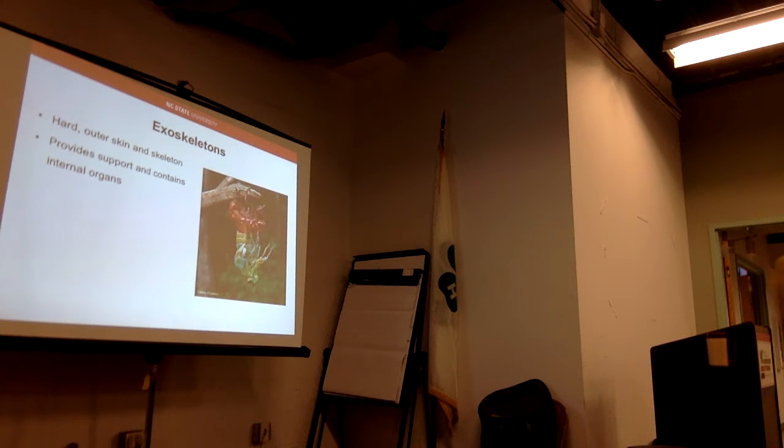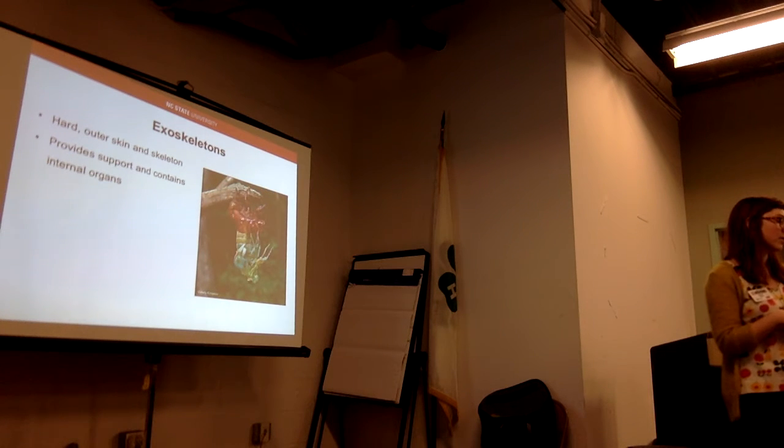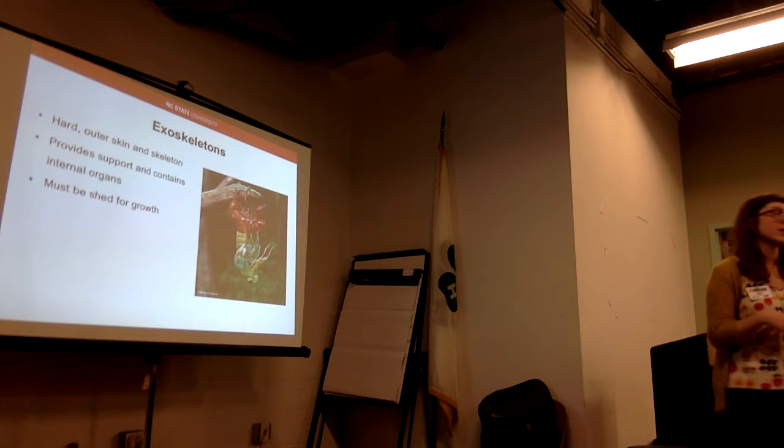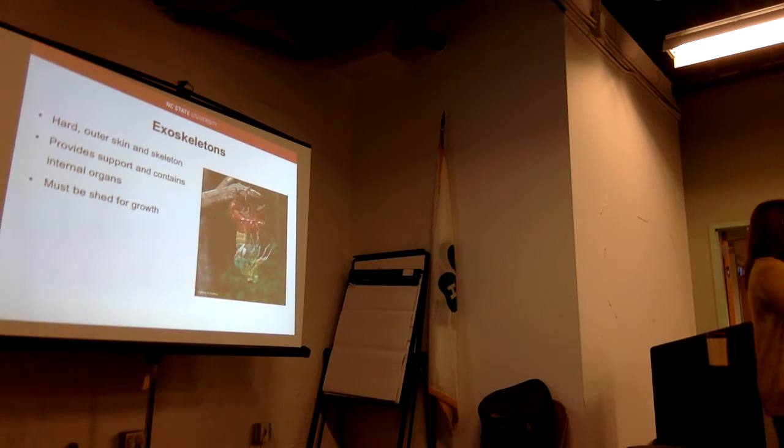The main role of the exoskeleton is that it provides support, and it contains the internal organs, and importantly, it must be shed for growth. This is something we're going to get into when we talk more about the different types of metamorphosis and growth patterns that insects have, but the exoskeleton is a very limiting factor.